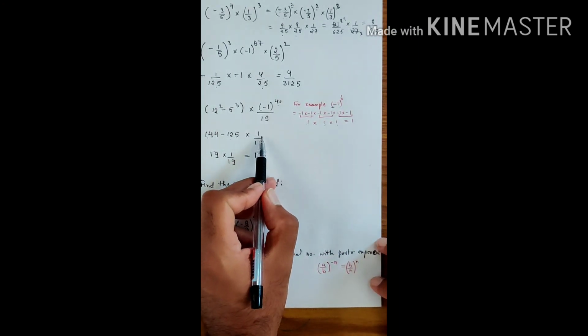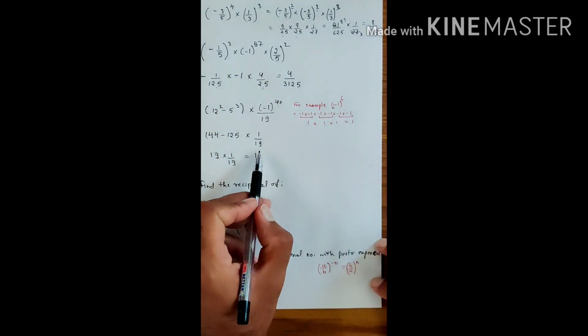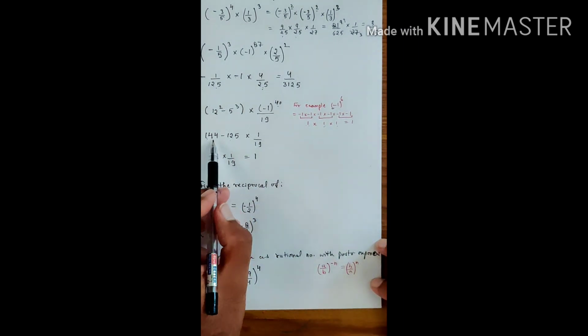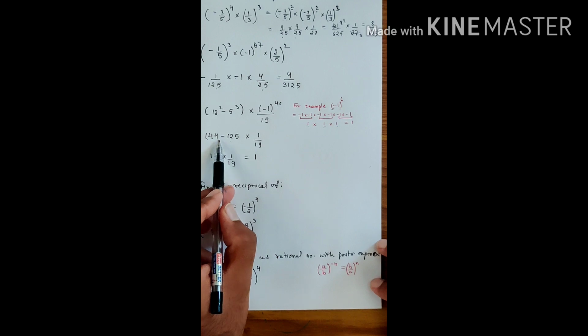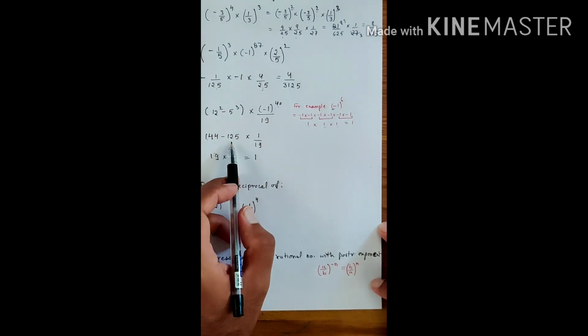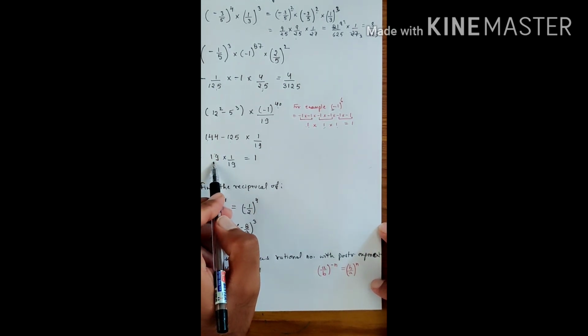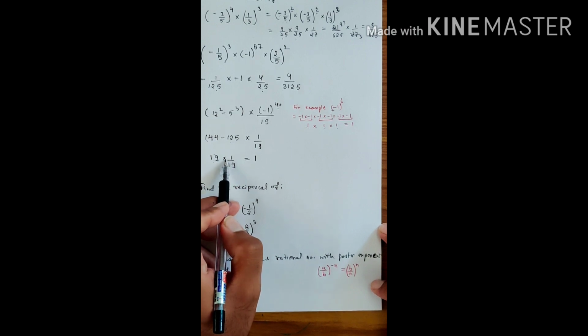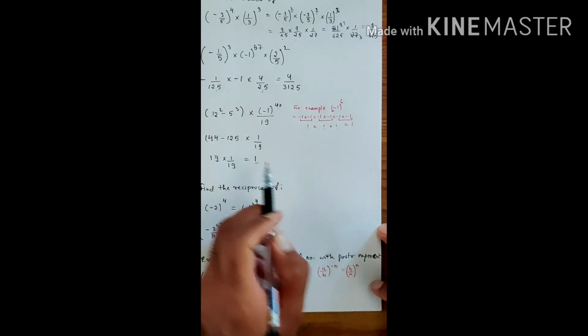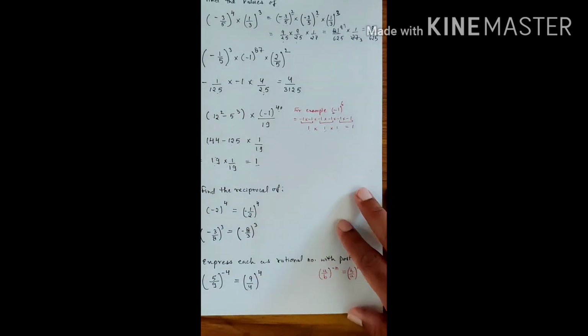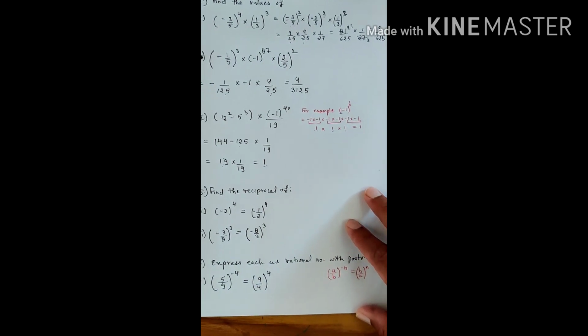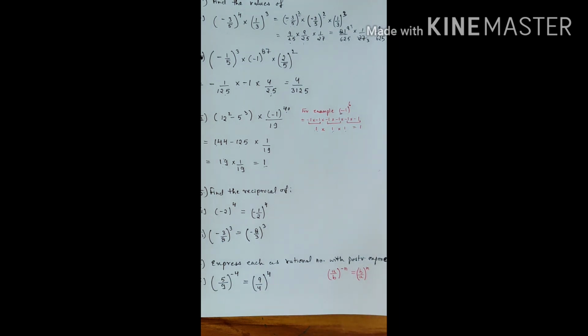So therefore our result will come to be 1 over here and divided by 19. If you subtract 144 minus 125, it will be 19. So 19 here and into 1 by 19, your answer will be 1. Coming on to your question number 5, that is find the reciprocal. You all know what a reciprocal is. We reverse the value. Alright.